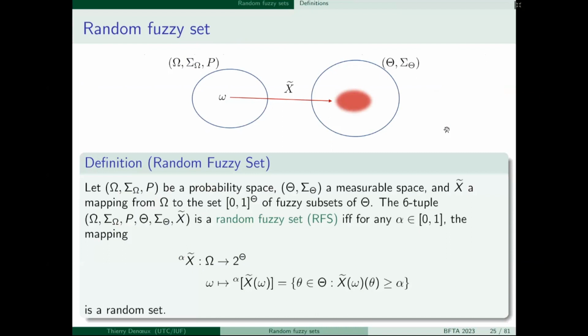Whatever the value of alpha, if this is a random set, then we say that x tilde is a random fuzzy set. By random set, you mean the measurability property I defined before, earlier. Yeah. That when you take B here, the set of omega whose image intersects B should be measurable.